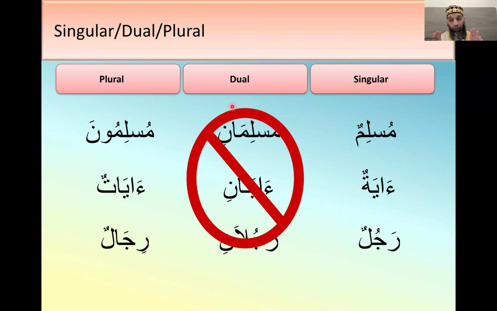Right. So for this course, we are not doing dual. We are not going to cover dual. The reason why is because dual does not appear so much in Arabic. In the Quran, dual doesn't appear so much. There are not many times in the Quran that dual is mentioned, but plural is mentioned so many times. So for level 1, which is what this class is, we're just going to focus on plurals.